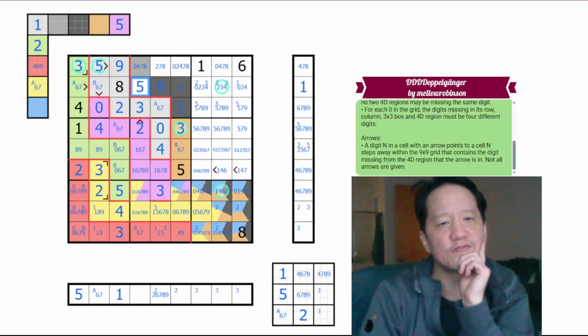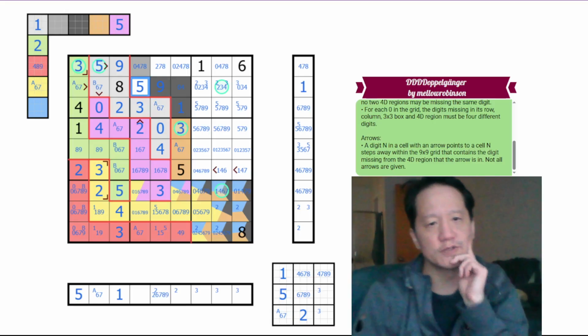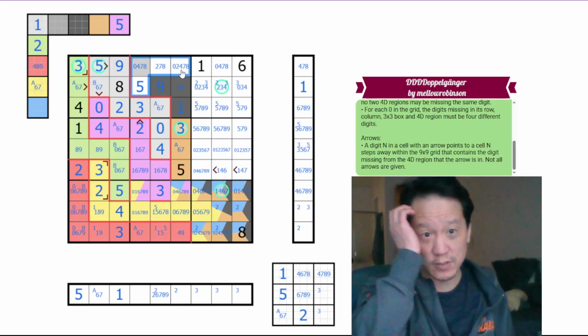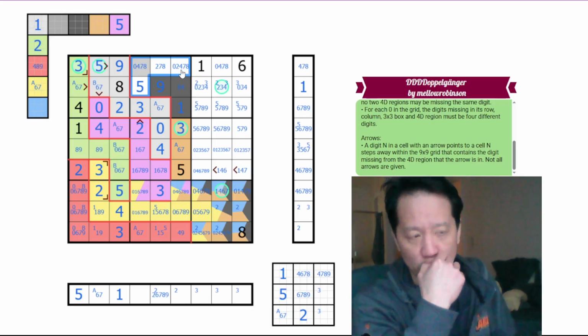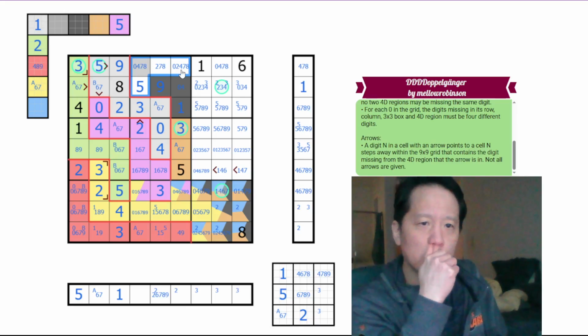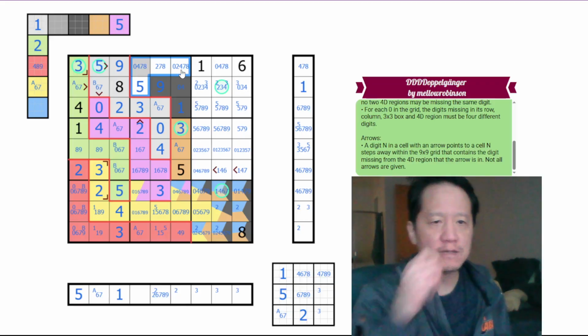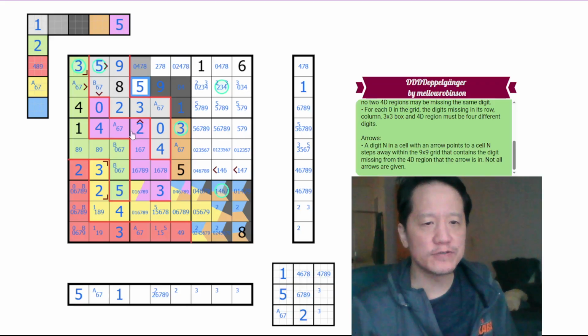So this is 5. So if this was orange, this would have to be a separate digit. So 2 points to 5. We have 6, 7 pointing to 1.